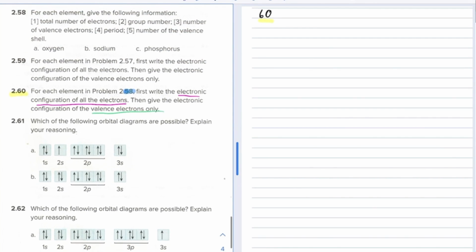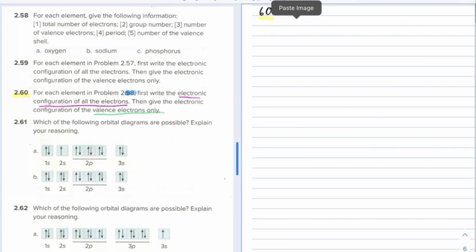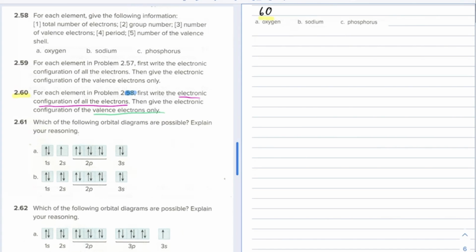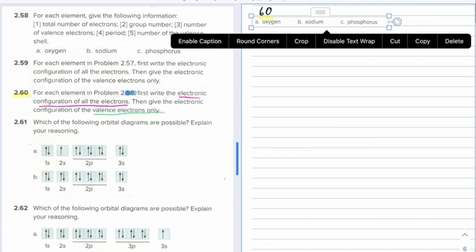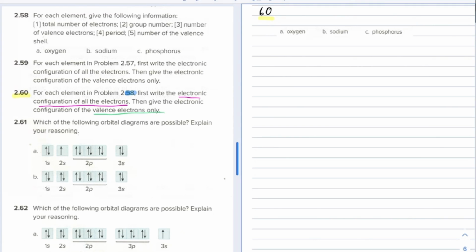See which elements these are. There they are, so let's copy these and paste them over here. There we go, it's good enough. So oxygen, sodium, and phosphorus.